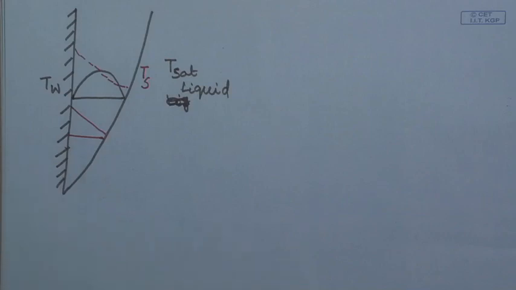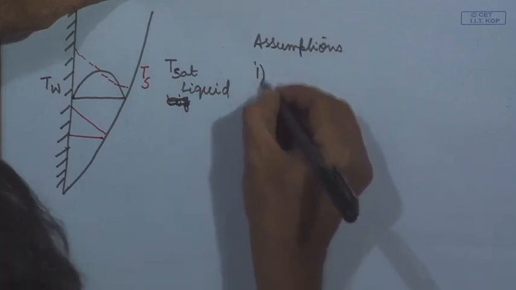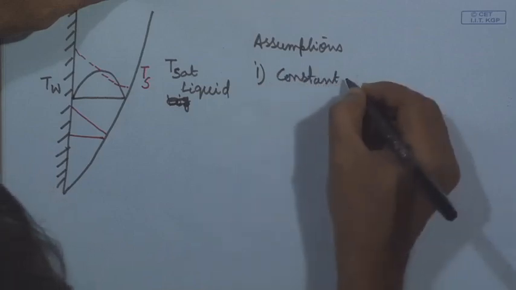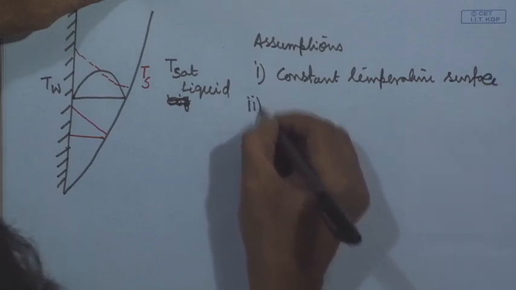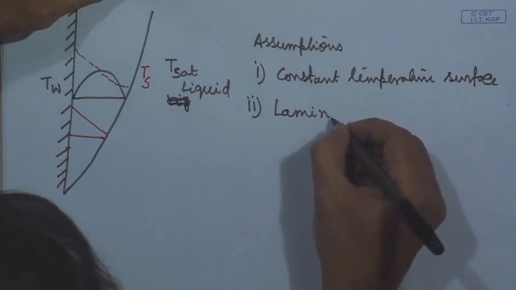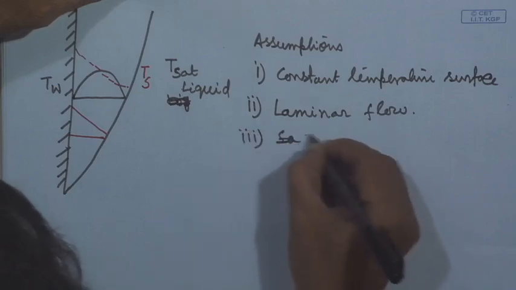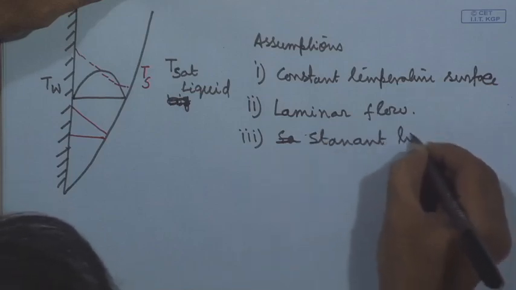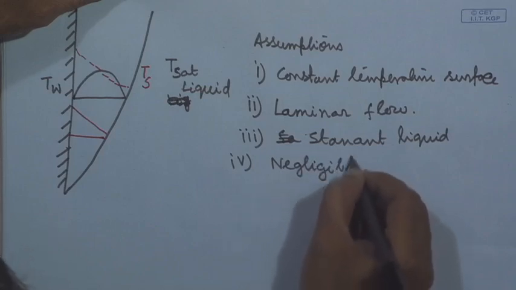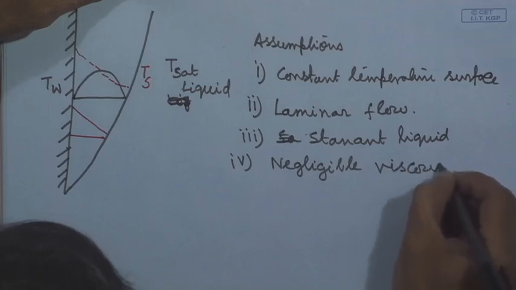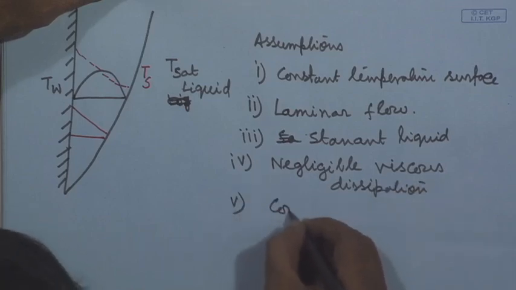So, we can do the analysis based on certain assumptions. The assumptions, if we note them down: one, constant temperature surface; then laminar flow of vapor; third, stagnant liquid; then fourth, negligible viscous dissipation; then we can also assume constant properties.